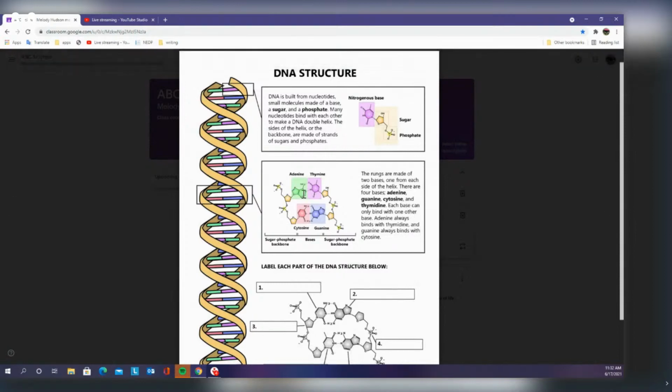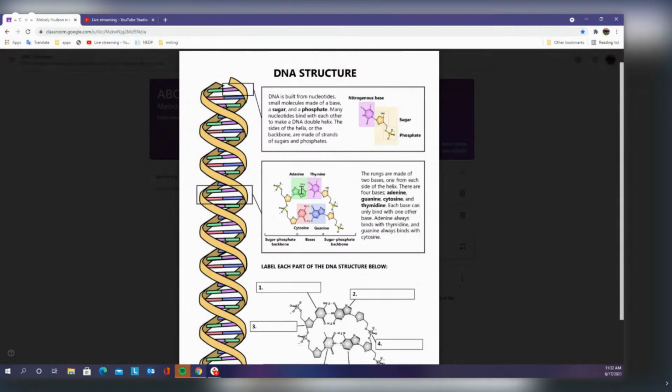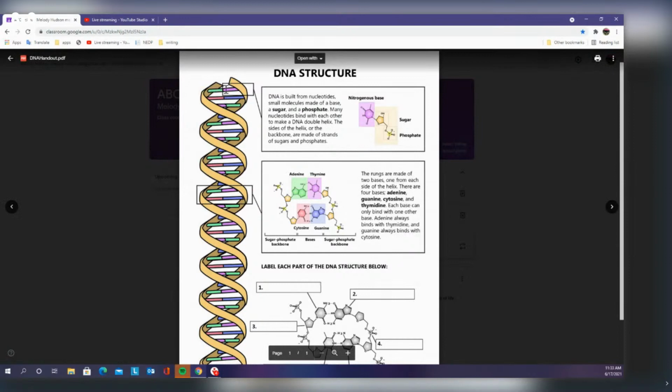Adenine, which has this shape or chemical composition. Thymine, these are your two rungs in the middle. There's your adenine in green, your thymine in purple. And each base can only bind with the other base that it's paired with. So adenine in green is always bound with thymine in purple, always. Not always in the same order, but they're always together.